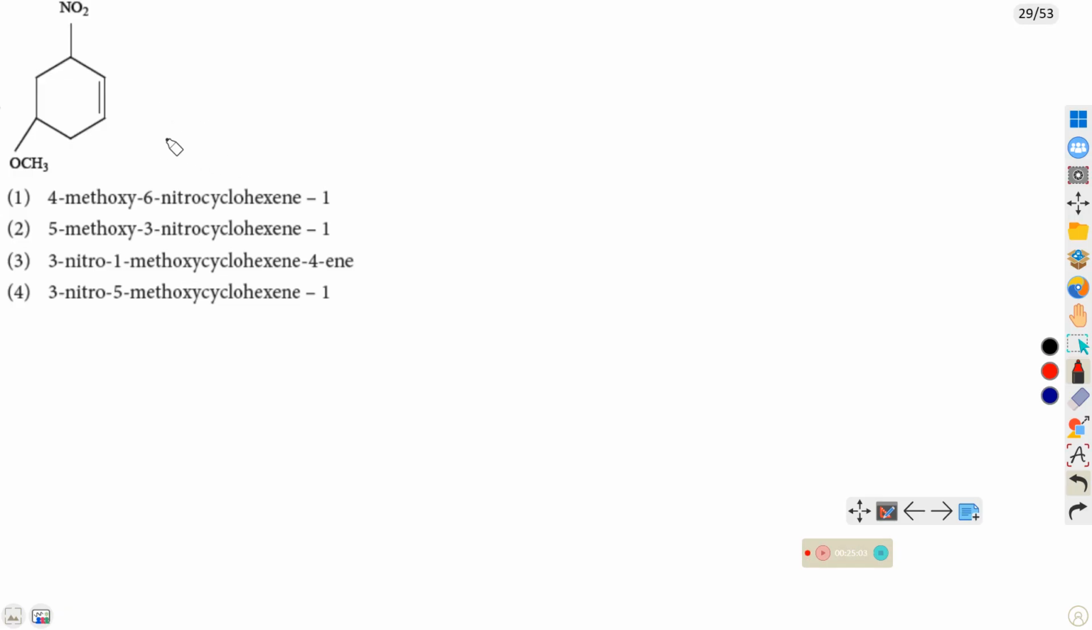IUPAC name of the following compound. Give the numbering. Alkene is high priority group. 1, 2, 3, 4, 5, 6. Follow lowest sum rule also. Fifth position methoxy group is present. Third position nitro is present. Cyclohexene 1.